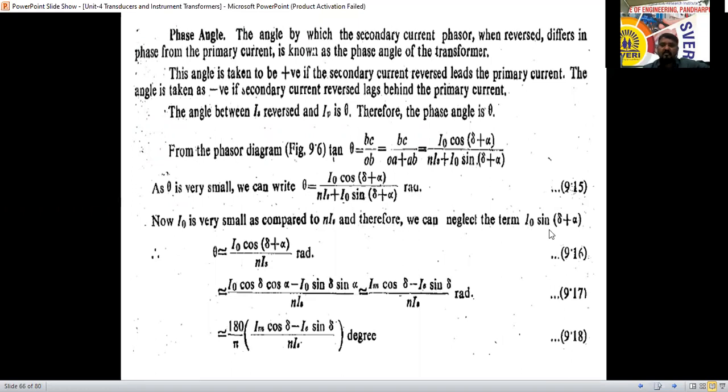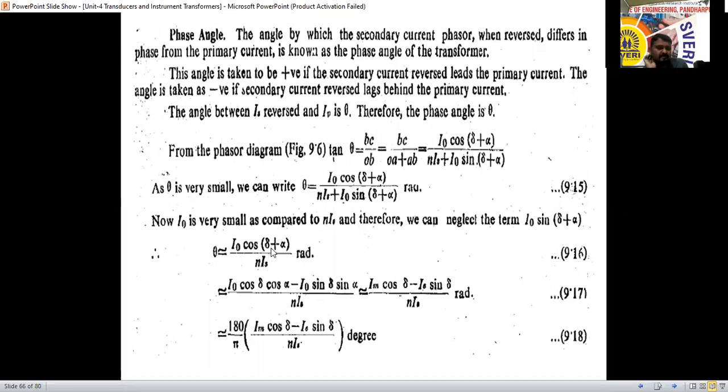So we neglect this term here. The I0 sin delta term we are going to neglect, because I0 is very small as compared to NIS, so we can neglect it. So only one term we are going to consider. So theta is approximately equal to I0 cos(delta plus alpha) divided by NIS, which is the only term left. Based on this, we can consider cos(A plus B).